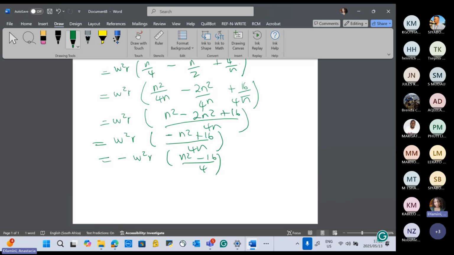You mean this negative 2n? This one? Yes, ma'am. Isn't it that we added this n squared? Oh, okay, ma'am. Thank you. Yes. So then it becomes n squared minus 2n squared, which is negative n squared plus 16. And then we take out the negative. I forgot an n here. So then we have that.